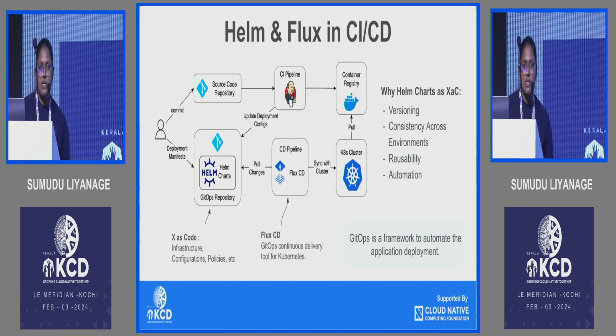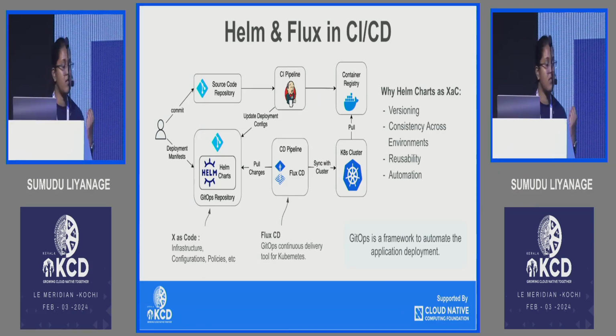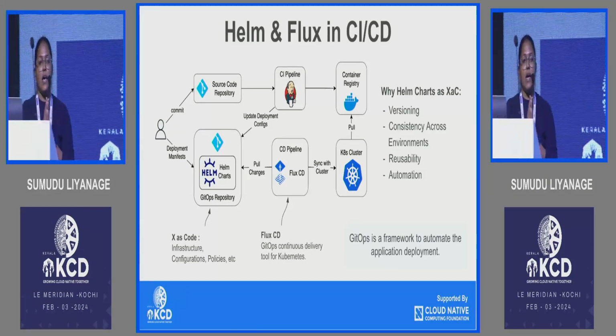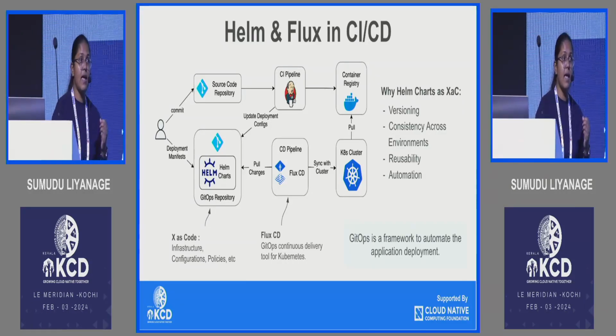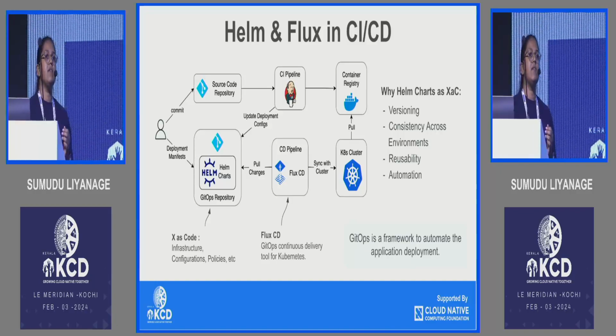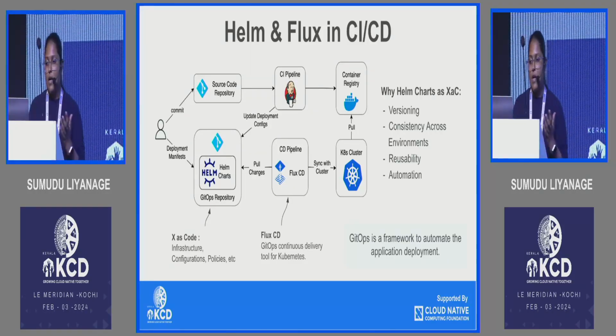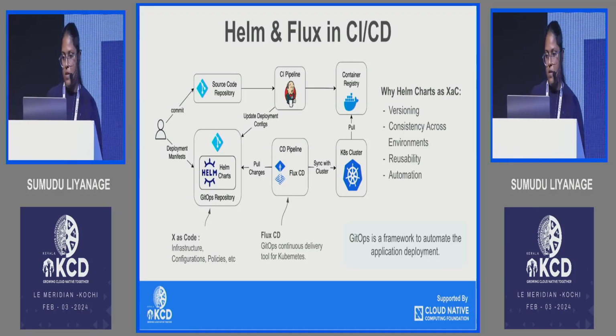So using Helm charts for X as code has numerous benefits: it's easy to version, and it also increases reusability and scalability. Other than that, we can keep consistency across all the environments. Yeah, these are some of them.